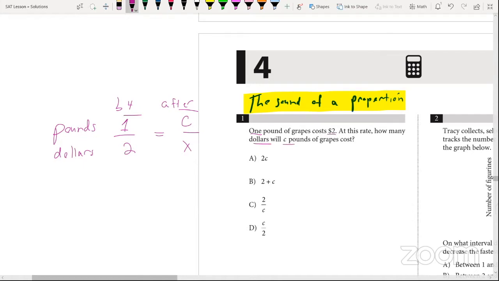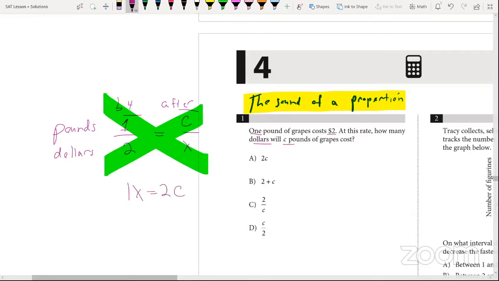But in any case, when we have a proportion, we can cross multiply. So we'll say 1x equals 2 times C. And just notice that the variable we're looking for is the C. It's the number of dollars that C pounds will cost. So we'll solve for X, and X is actually just 2C. We already have it. And the answer for number 1 is going to be A.